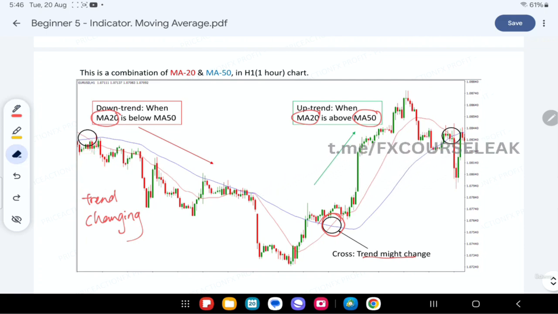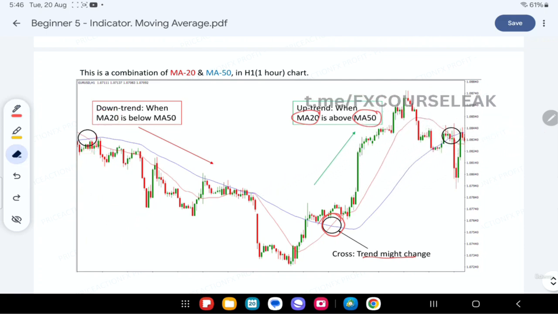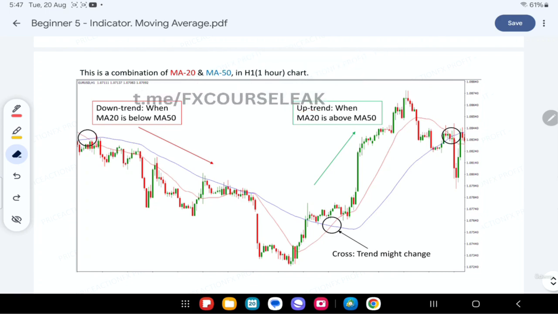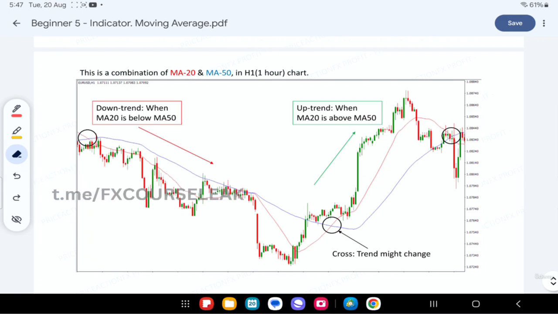By looking at these moving average lines, we can know the direction of the current trend, and this is where it tells you whether you need to sell or buy. But with support and resistance and moving average, it is still not sufficient information for you to enter a trade. Let's go to the next video.